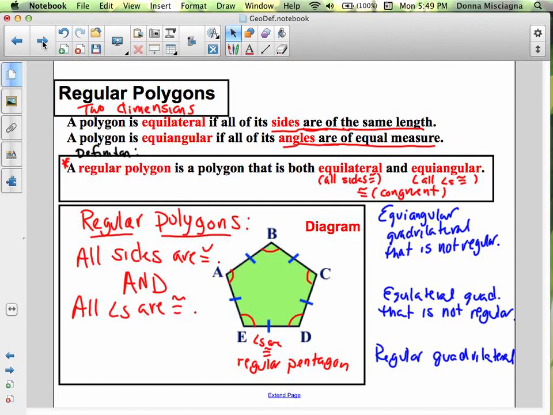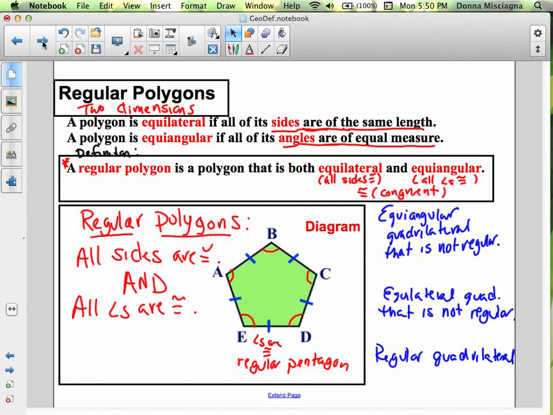A regular polygon is a polygon that's both equilateral, so all sides are congruent. That little symbol there with an equals with a squiggle, that means congruent. And equiangular, all angles are congruent. In your notes under regular polygon, I'd like you to write for the definition, polygon that's both equilateral and equiangular. And under equilateral, you can write all sides congruent. And under equiangular, you can just abbreviate there, angles are congruent.